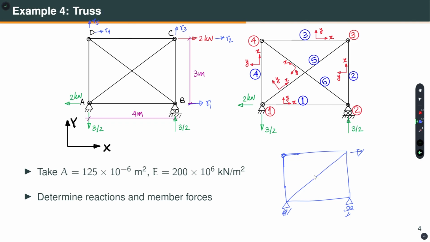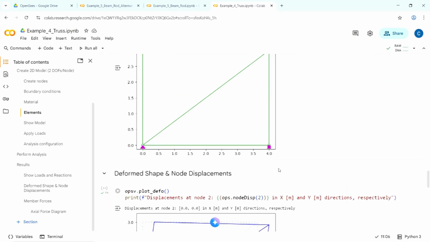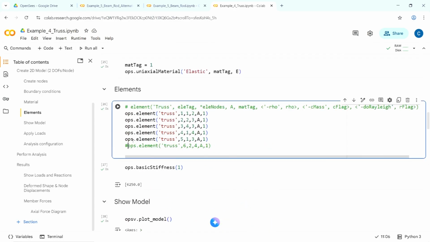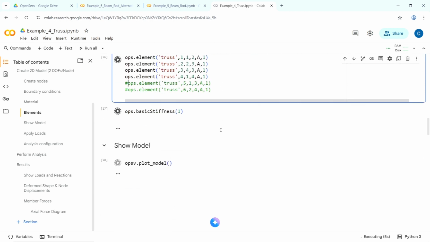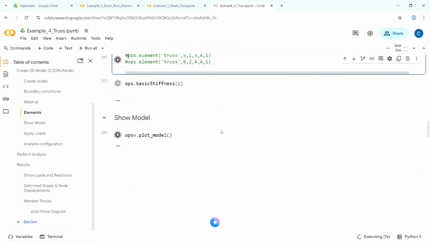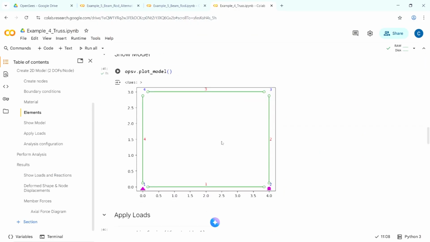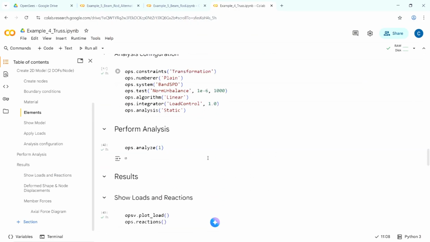What if I remove this member also? So, I will now remove element 5. What should happen? What do you think? Let us do it. So, let it run. Should it run? No, it should not, because I have made the structure unstable. This is unstable, right? So, it has plotted the model.